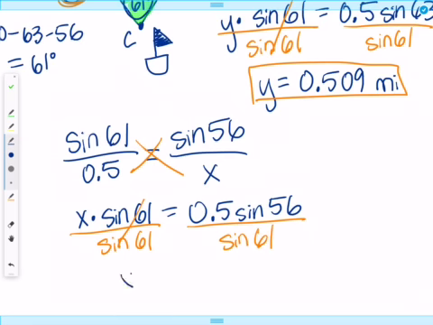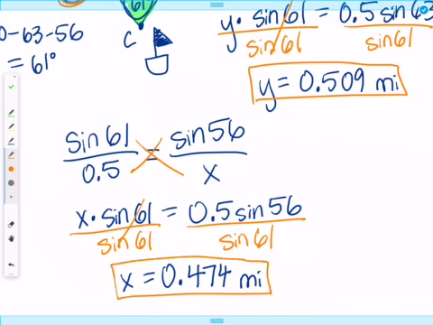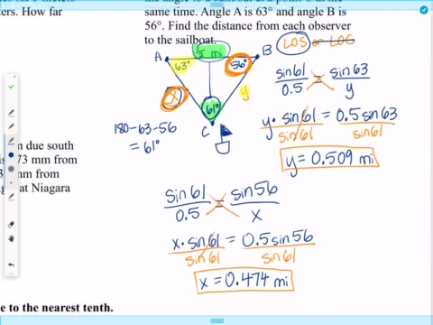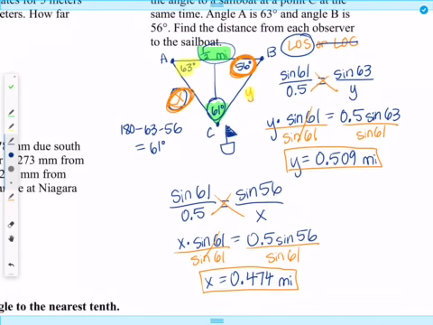And so I get x equals, type all this in my calculator, and I should get 0.474. That's what it's going to round to. And that is miles. And you may be thinking, this is a little weird that we got such small numbers for our answers. Normally we might get something bigger like 17 or even a bigger number than that.